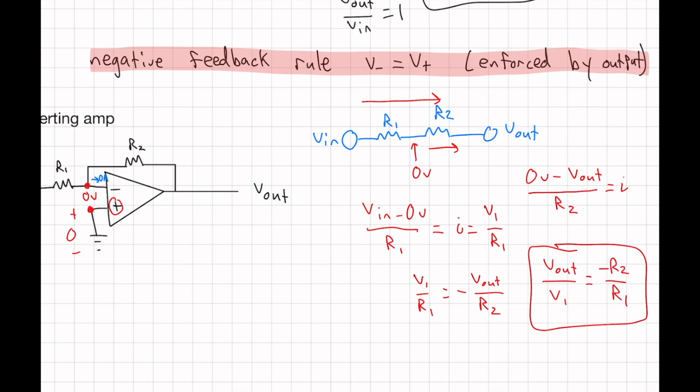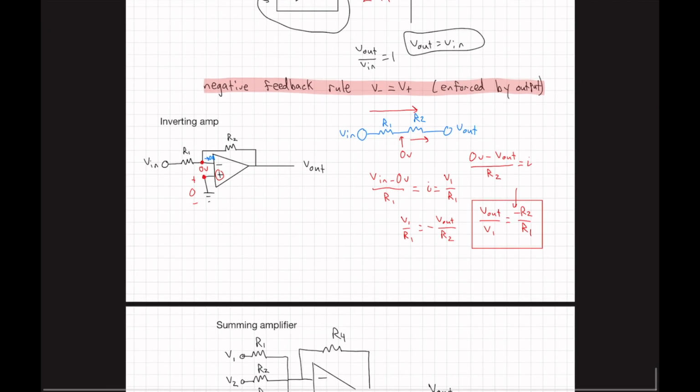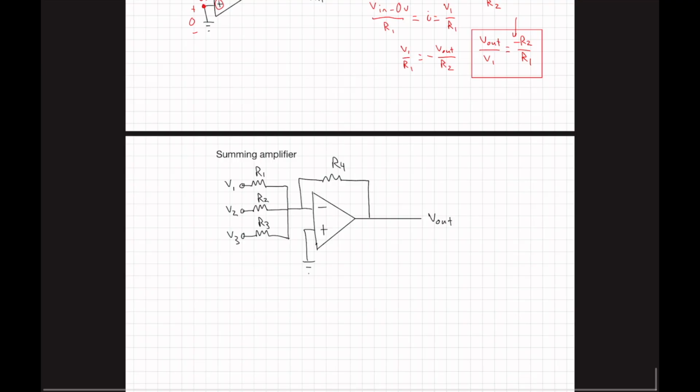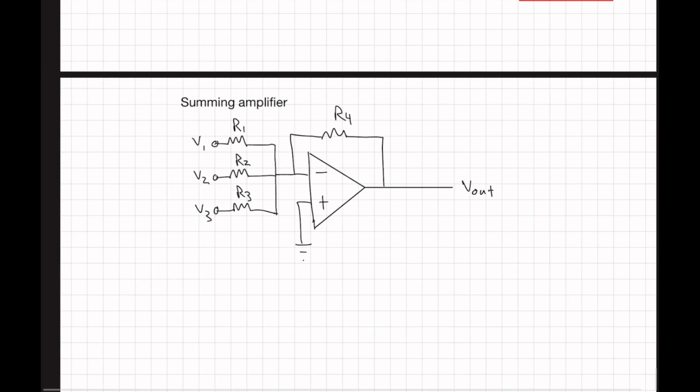And that is our gain. And it's called an inverting amplifier because we have this negative sign here. Cool. Let's take a look at another example. So here we have a similar scenario. This is 0 volts.